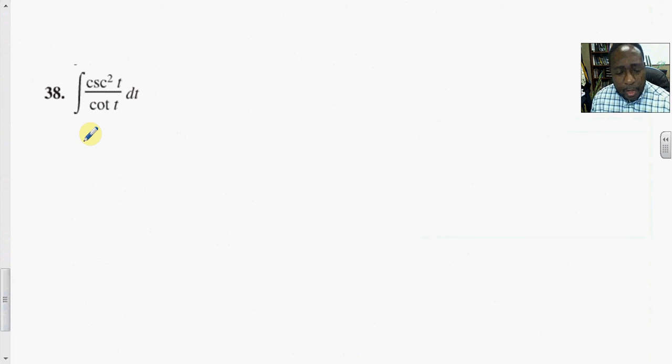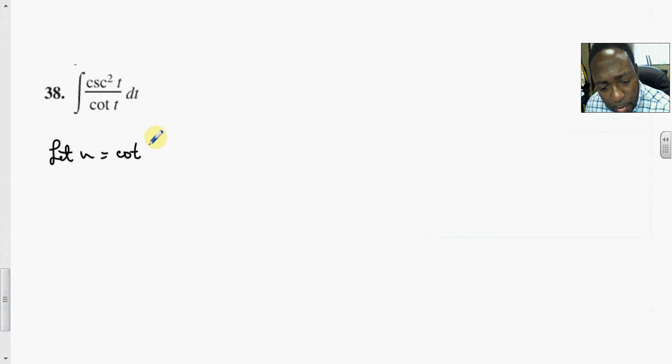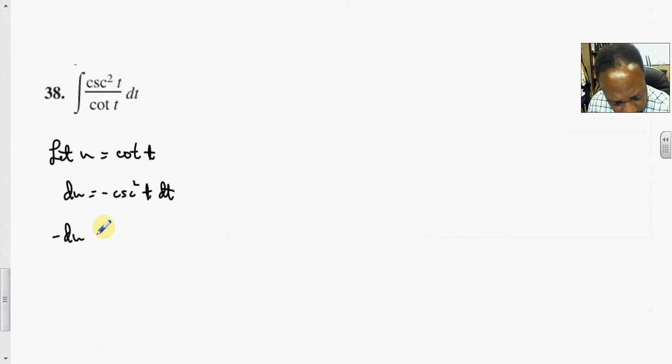Well, we need to know something about the derivatives of cotangent and secant. The derivative of cotangent is negative cosecant squared. So we need that. Let u equal cotangent t. So du is negative cosecant squared t dt.